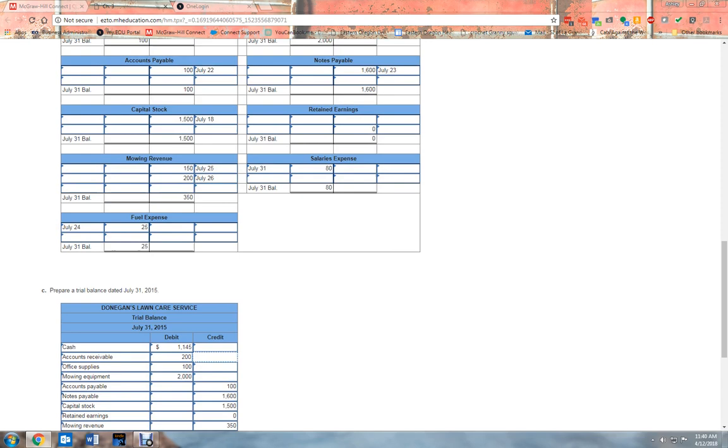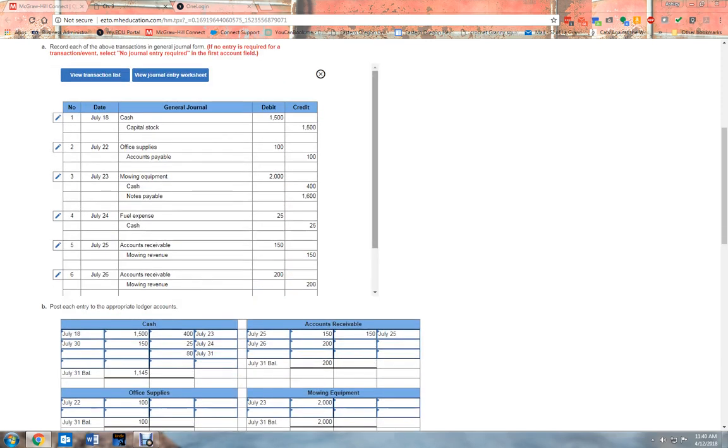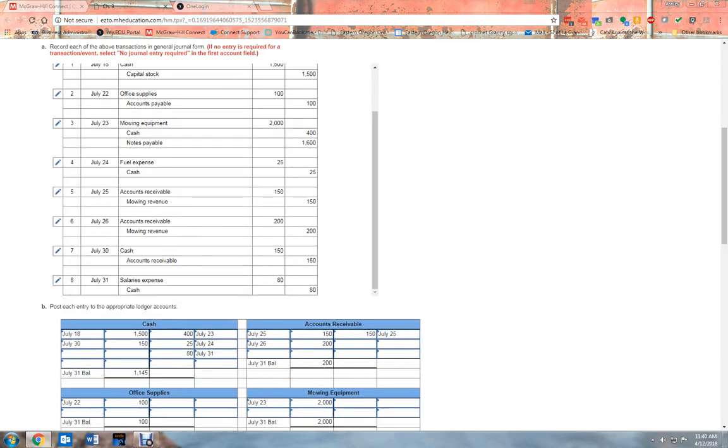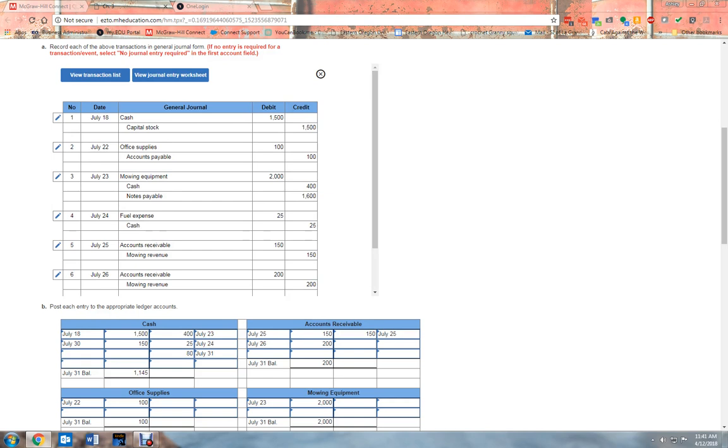So that's what we'll end with for this chapter. And next chapter will be adjusting entries. What happens when some of this stuff changes? We'll change our journal entries as transactions change, and then we'll do another trial balance. That's called our adjusted trial balance.